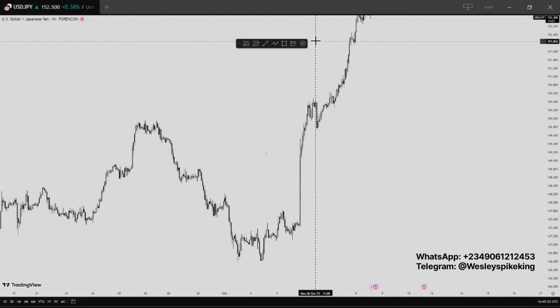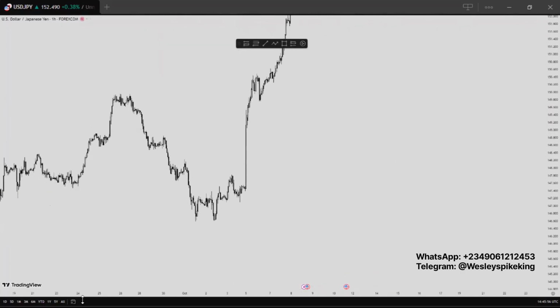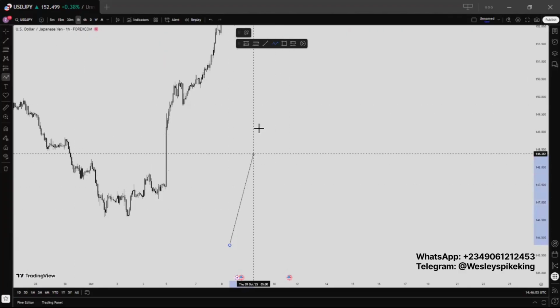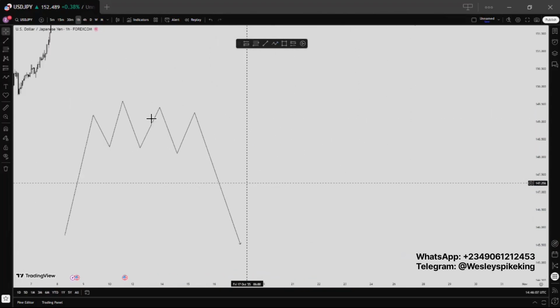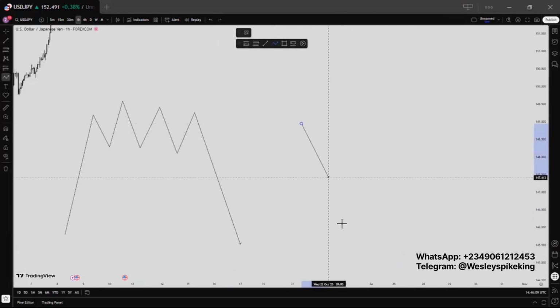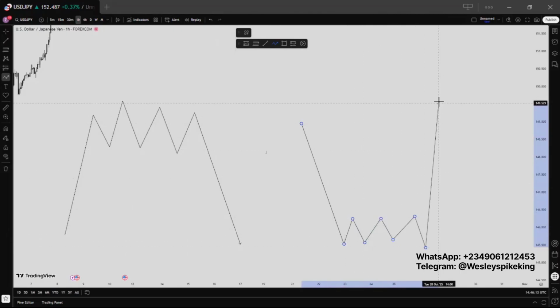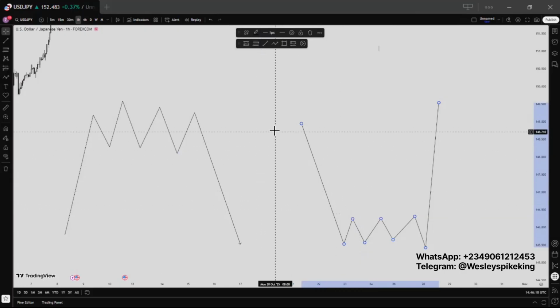Yes, rally base drop. Now this is the inverse. Okay, let me explain what I'm trying to say now. This is a rally base drop. You can also have the direct inverse, which is the drop base rally. So this is from an uptrend turning to a downtrend, and this is for a downtrend turning to an uptrend.